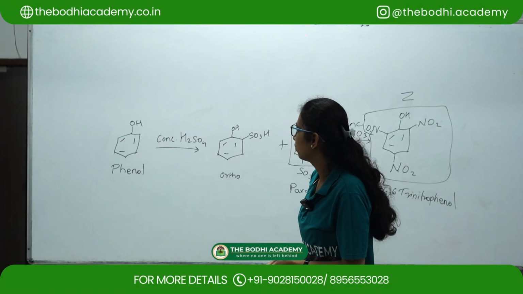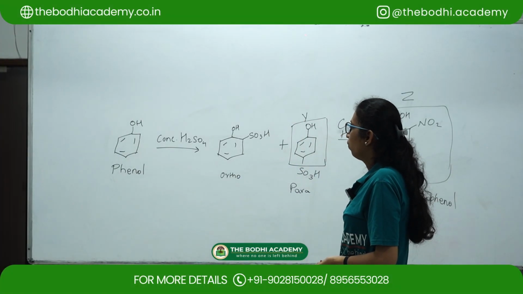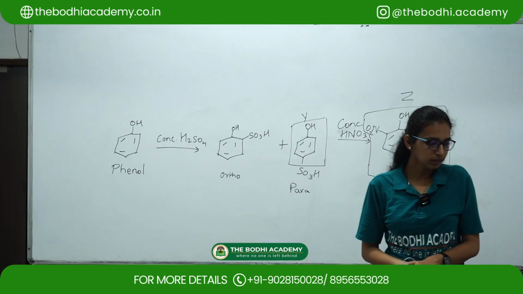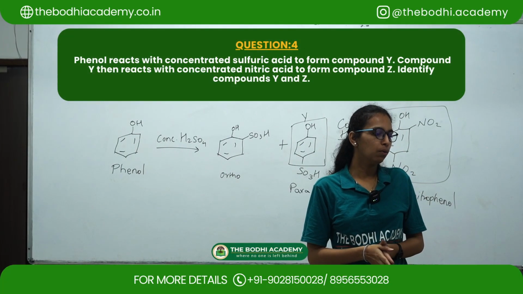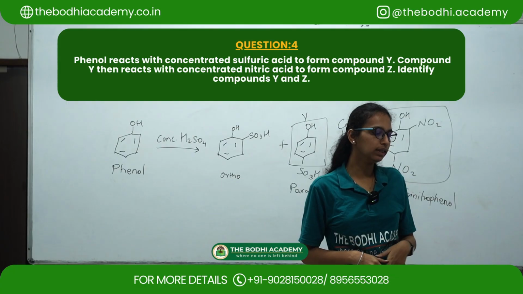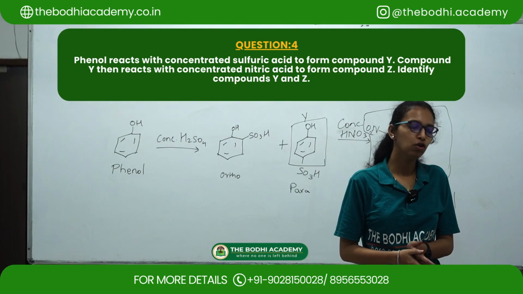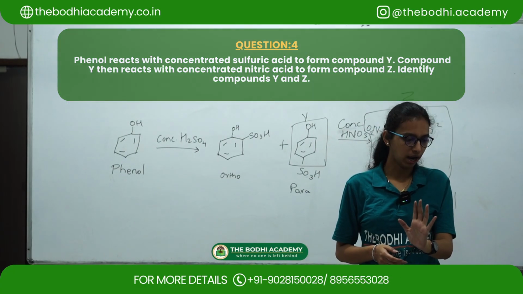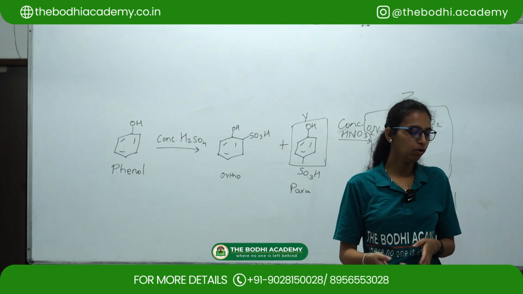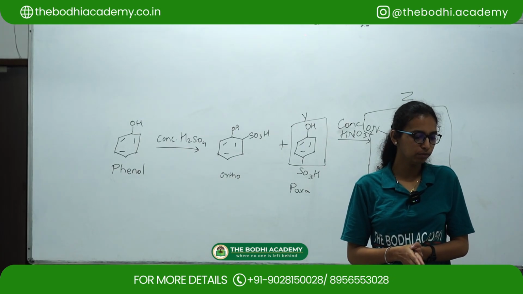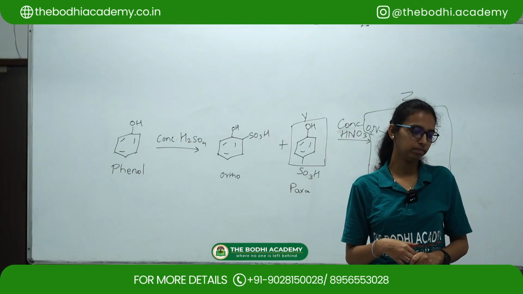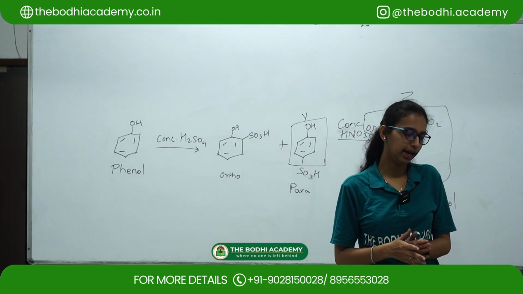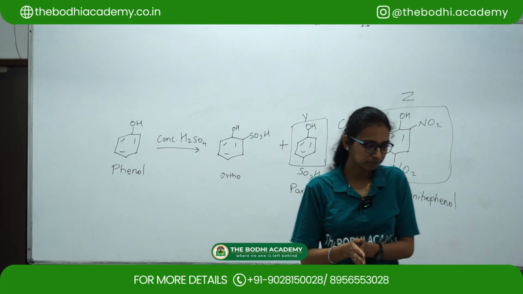Let's start with the next question. Phenol. What is the question? Phenol, C6H5OH, when it first reacts with concentrated sulfuric acid, forms a product Y. Then the compound Y is reacted with concentrated nitric acid to form Z. Identify Y and Z. This is the question.